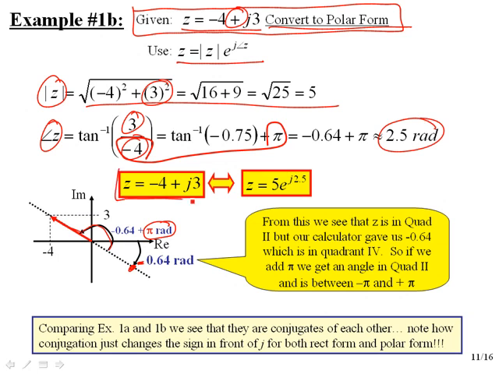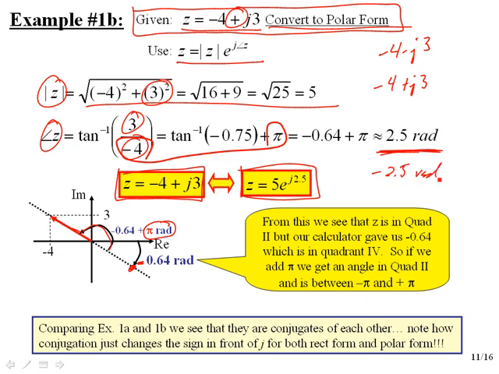So we can state that this is rectangular form, this is polar form, those two things are equal to each other. Now I'd also like to point out that example 1a and example 1b are conjugates of each other. We had minus 4 minus j3 in 1a, and in 1b we had minus 4 plus j3. And the thing that we know about conjugates is their angles are equal but opposite. So we had plus 2.5 radians here, and in example 1a we had minus 2.5 radians.